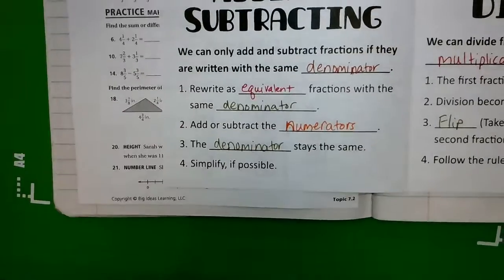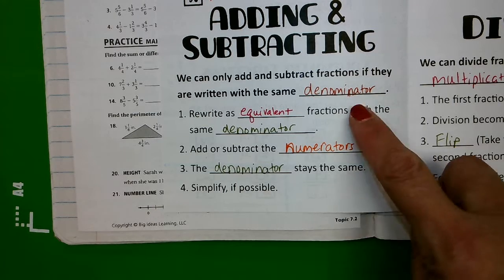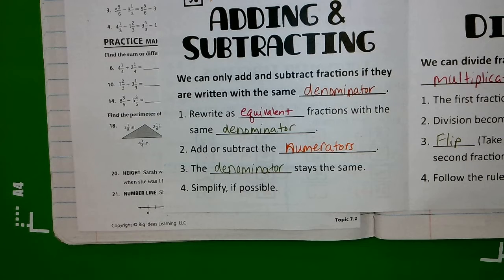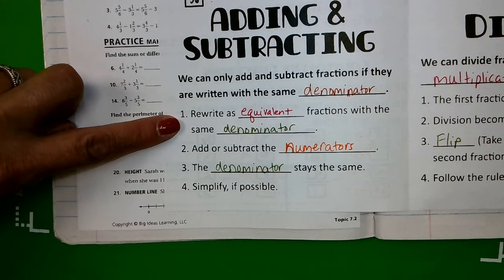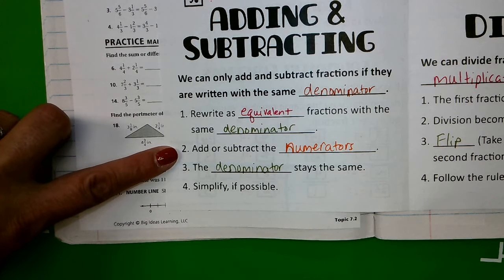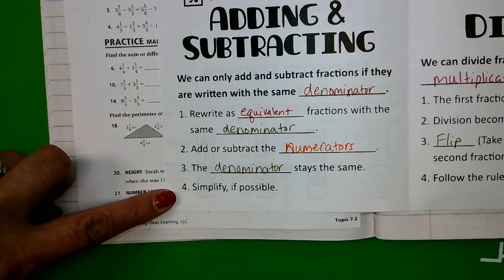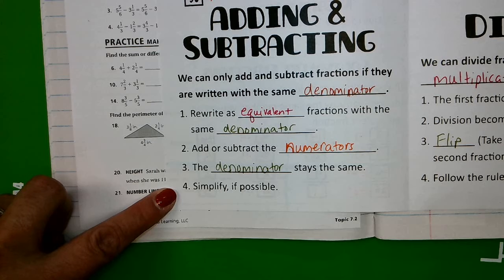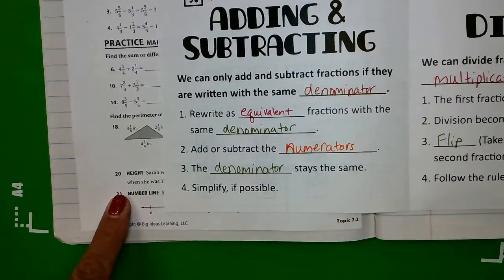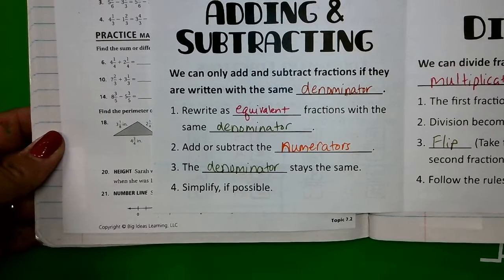Adding and subtracting. We can only add and subtract fractions if they are written with the same denominator. Step 1, rewrite as equivalent fractions with the same denominator. Step 2, add or subtract the numerators. Step 3, the denominator stays the same. Step 4, simplify if possible. And so that's the practice that we're going to be looking at specifically today. Let's keep adding notes. Pause if you need to get caught up.